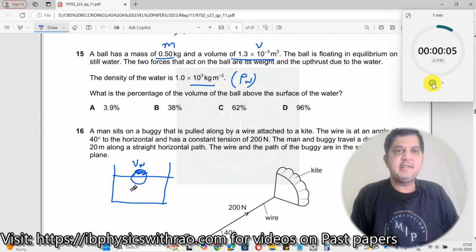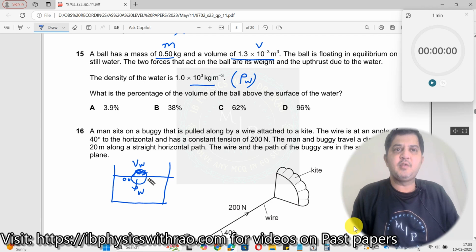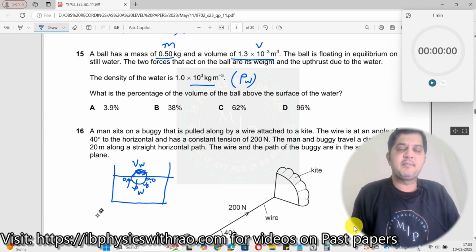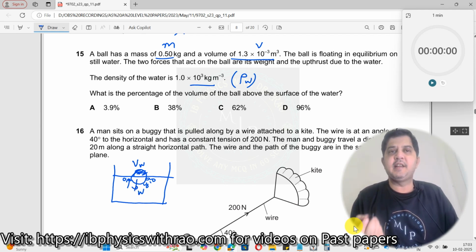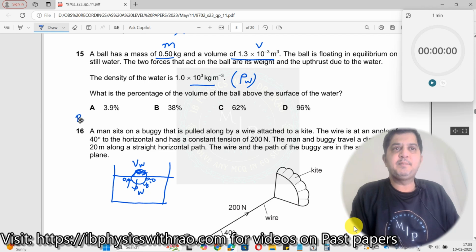The reason is that when the ball is thrown in water, the weight makes it sink. But the water molecules present over here do not like this ball, so they try to give an upthrust. When the weight is equal to the upthrust, there is no extra force and the ball starts floating. So when the upthrust given by the water is equal to the weight, the ball will float. Therefore, first find out the weight of the ball.